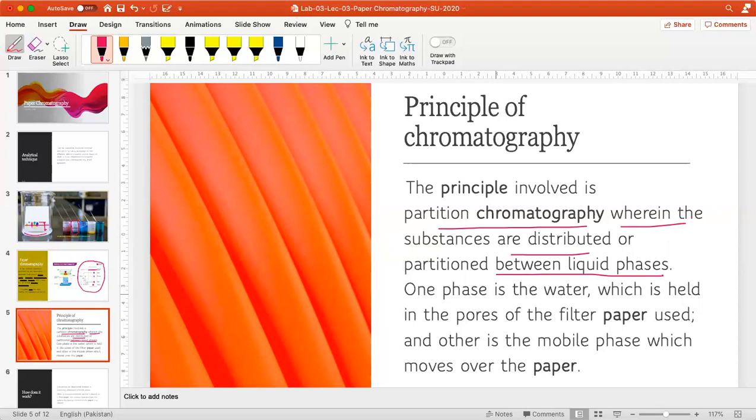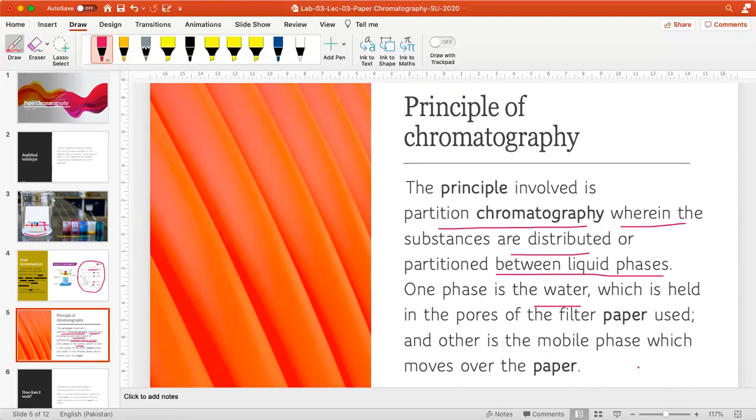अब डिफरेंट फेसेस हैं वहाँ पर. एक तो फेस आपका वाटर का हो गया या सॉल्वेंट का हो गया, which is held in the pores of the filter paper. और दूसरा उसका एक मोबाइल फेस होता है which moves over the paper. सो एक आपका फेस होता है वाटर का फेस, ठीक है, और ये वाटर होता है जो आपका फिल्टर पेपर है which is made up of cellulose. उनके जो पोर्स होते हैं उनमें ऑलरेडी मौजूद होते हैं.